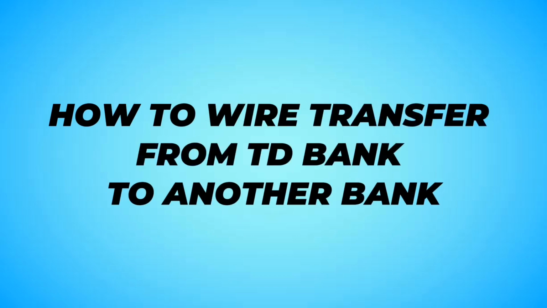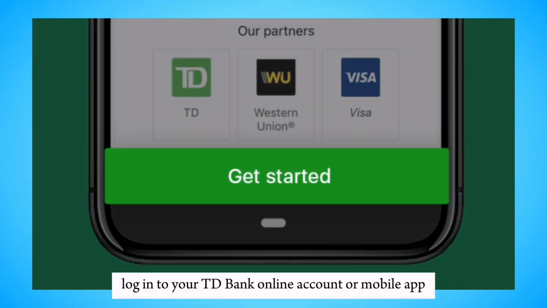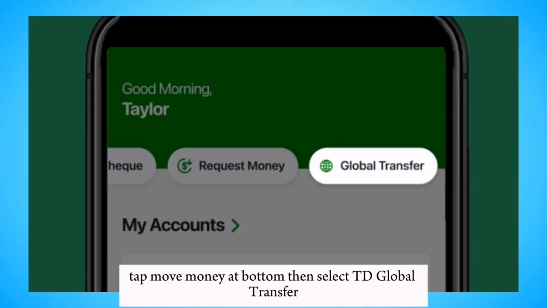How to wire transfer from TD Bank to another bank. So at first, log in to your TD Bank online account or mobile app securely. Tap Move Money at bottom. Then select TD Global Transfer.